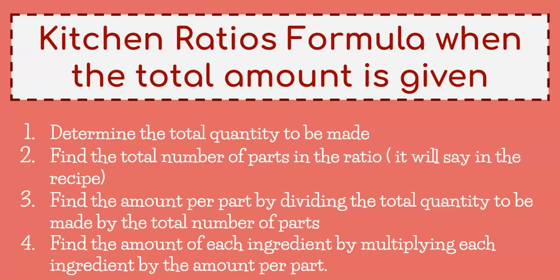Step number 3, you're going to find the amount per part by dividing the total quantity to be made by the total number of parts. And then last but not least, step number 4, you're going to find the amount of each ingredient by multiplying each ingredient by the amount per part. Now, you're probably saying to yourself, what? It will make more sense when we go through an actual word problem.